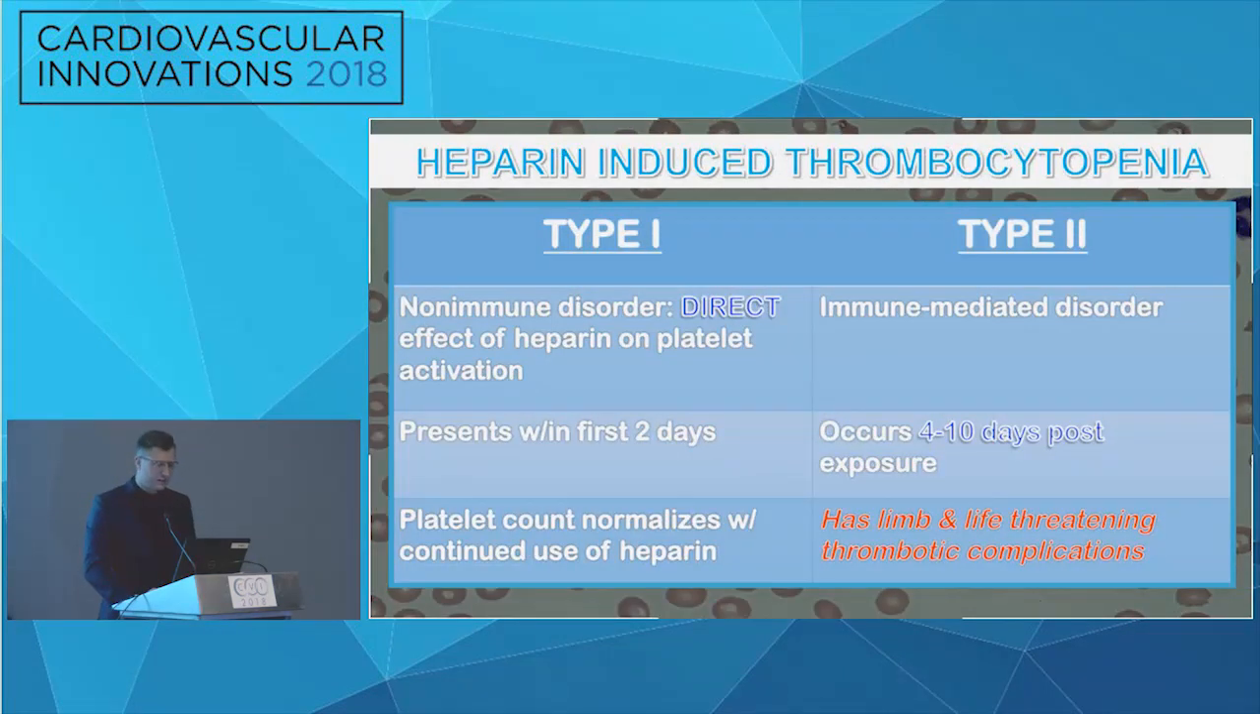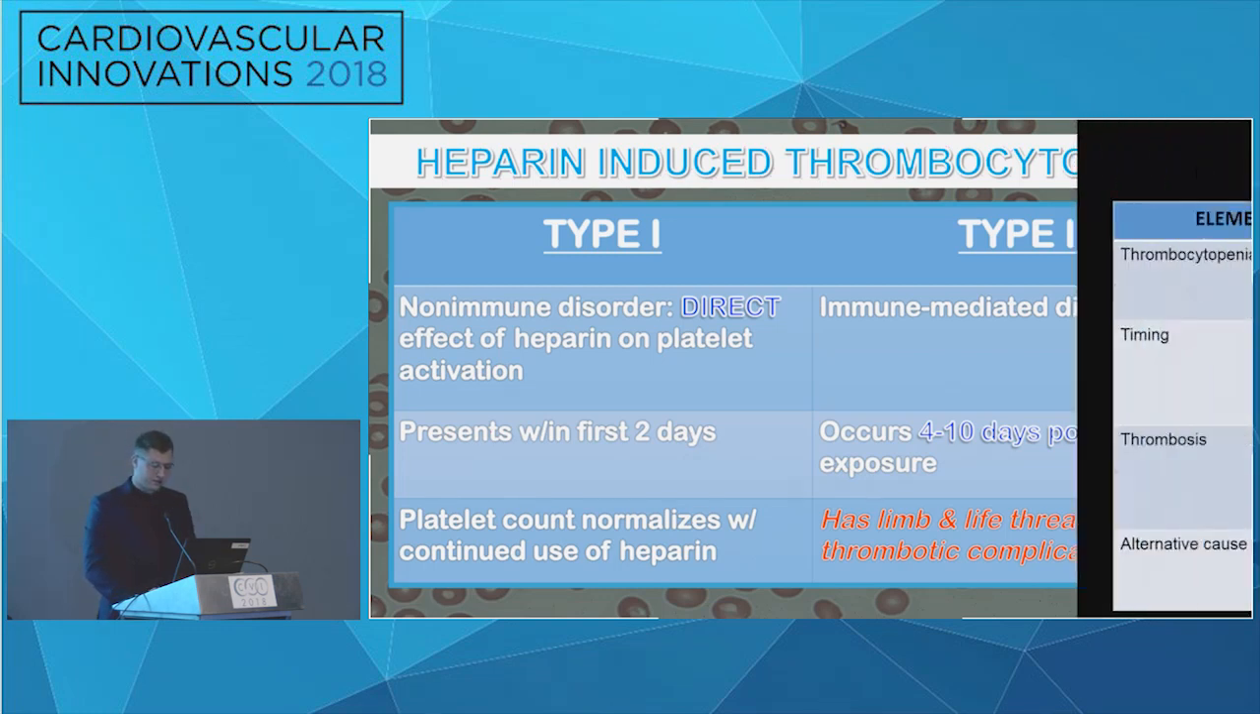Some background, type 1 and type 2. Type 1 is a non-immune disorder which occurs from a direct effect of heparin on platelet activation. It's usually present within the first 2 days, and the platelet count does normalize. Our patient was dealing with type 2, which is an immune-mediated disorder. This occurs 4 to 10 days post-exposure of heparin. And as you can see with this case, it does have limb and life-threatening thrombotic complications.